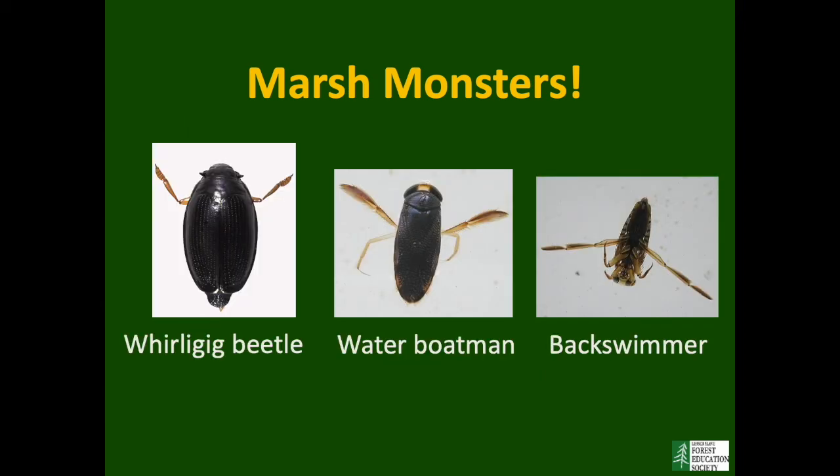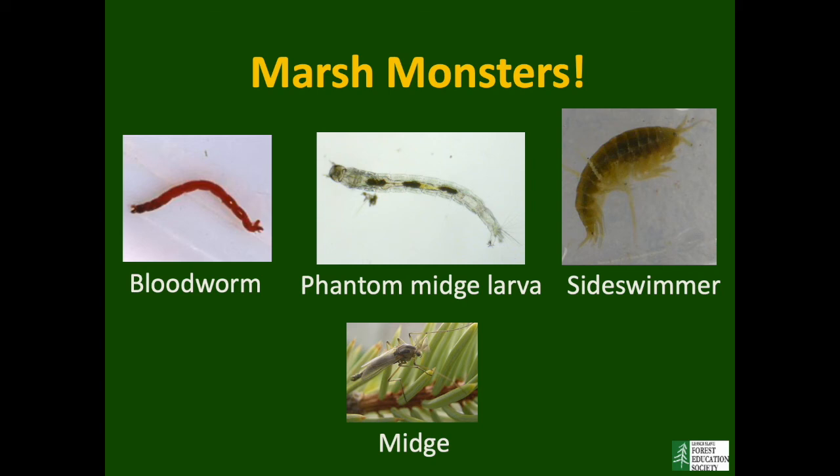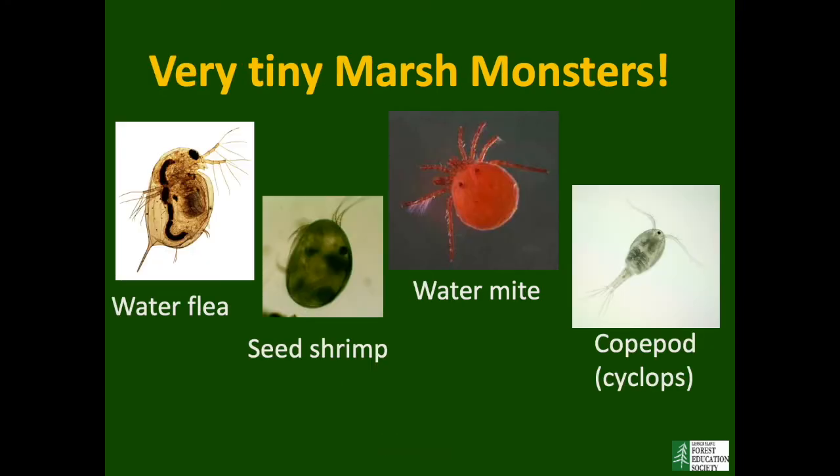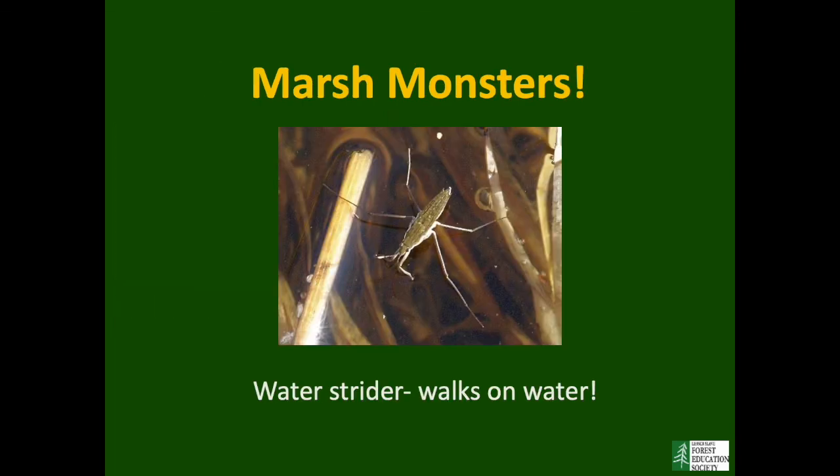There's the whirligig beetle, the water boatman, and the backswimmers. These can all be found in the local ponds. There's bloodworms, phantom midge larvae, sideswimmers, and midges. And then we have the very tiny marsh monsters, which you can only see if you look very closely, and some of them you do need a microscope. The water flea, the sea shrimp, the water mite, and the copepod, who's also called Cyclops because he only has one eye. The water strider walks on water.